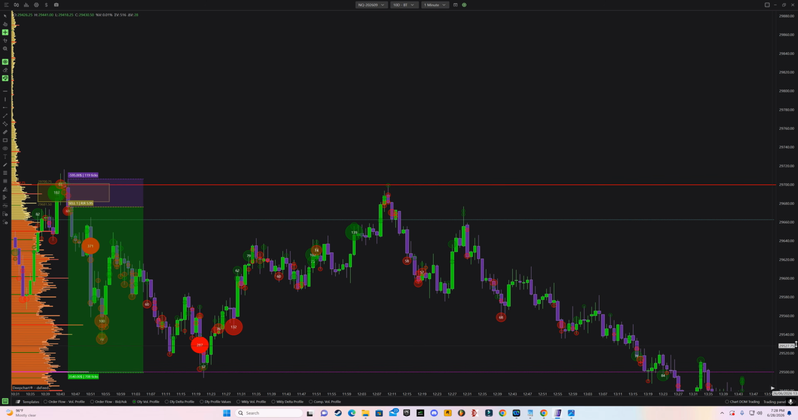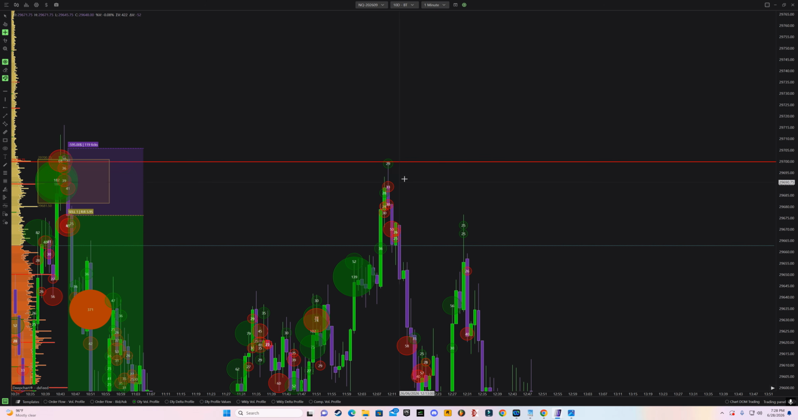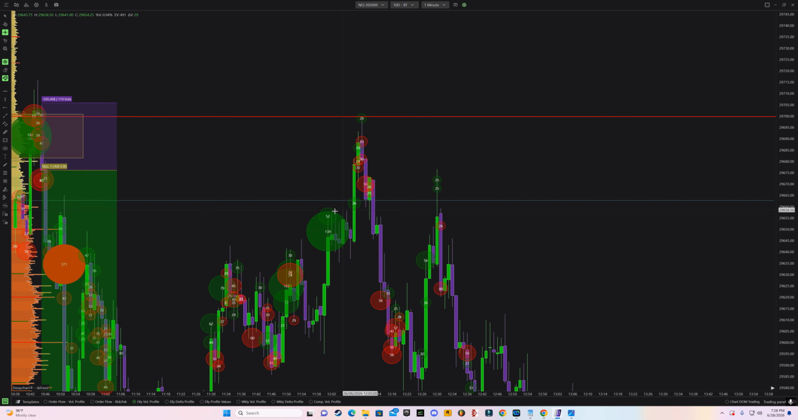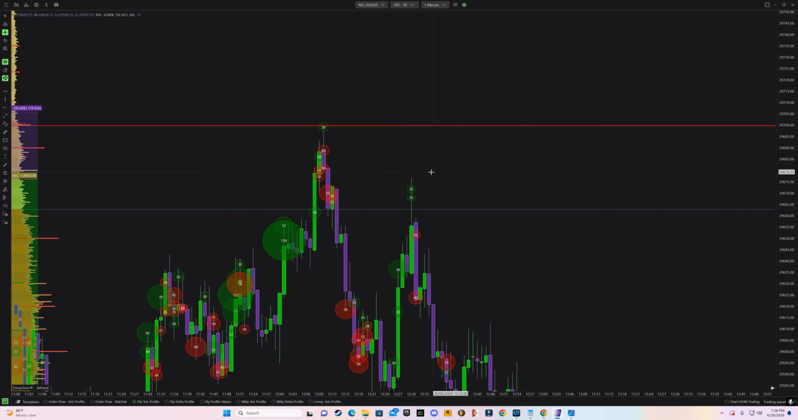And then you can see that we approached this level on the same day once again to the tick, and we also went above the value area high of this current day. And then what do we see? We have aggressive buyers stepping in here, but no follow through. We have more buyers on the way, right? And they're not able to again break above this level.